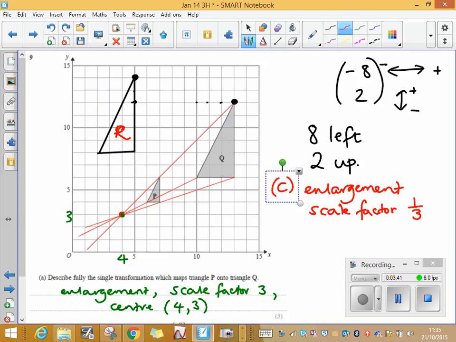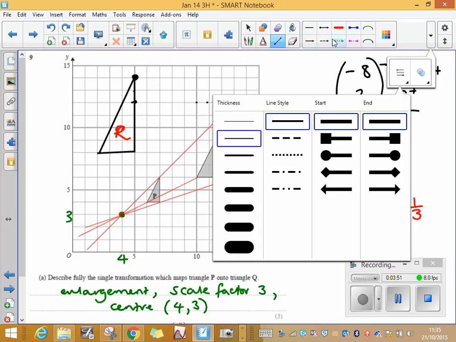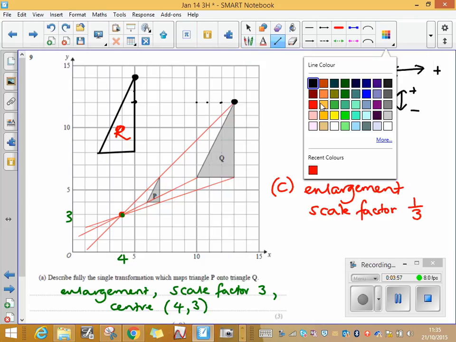Now I need to find the centre of the enlargement again, so I'm going to do that by again using straight lines through each corner. Let's just make those a little narrower so it's a bit easier to see, and I'll do them in red again as well, I think. Okay, where are we? Let's do it in red. I'll do it in orange this time.